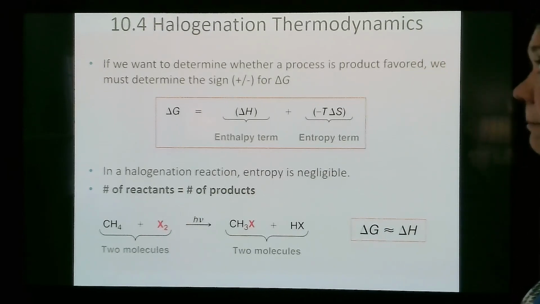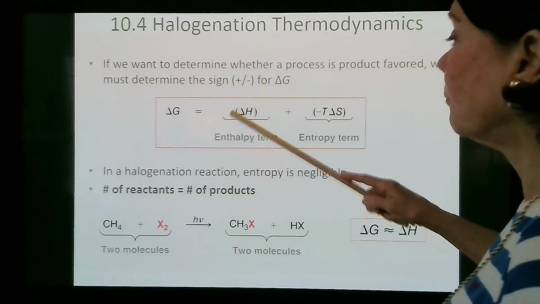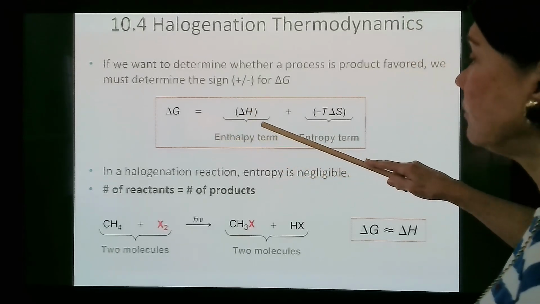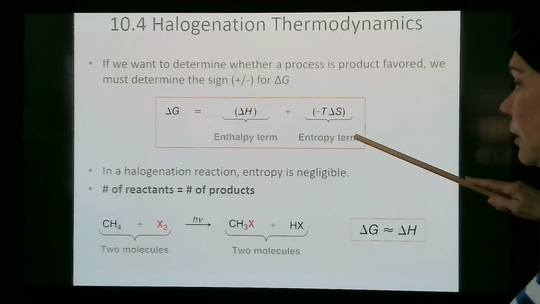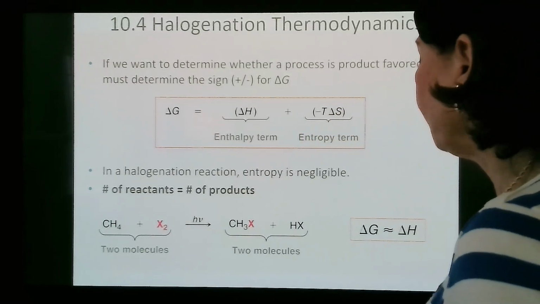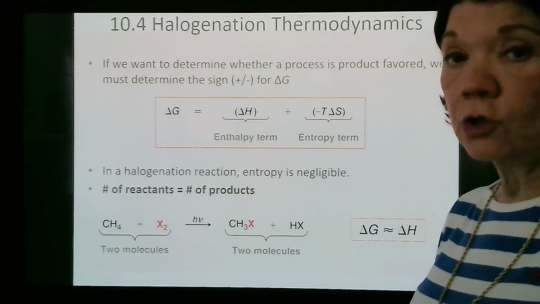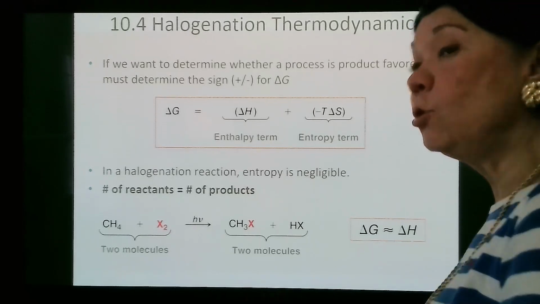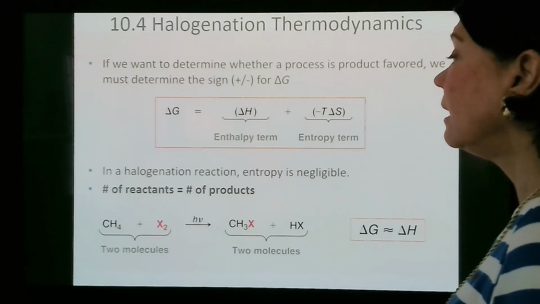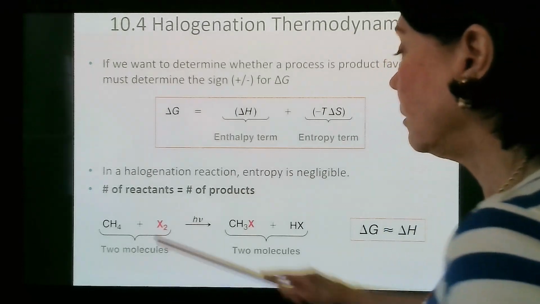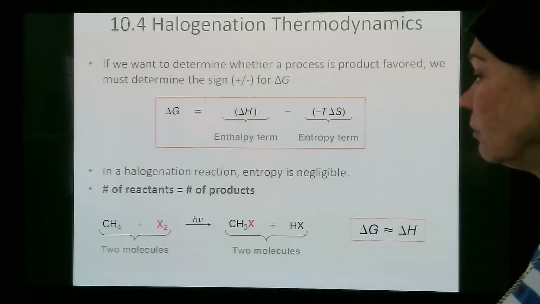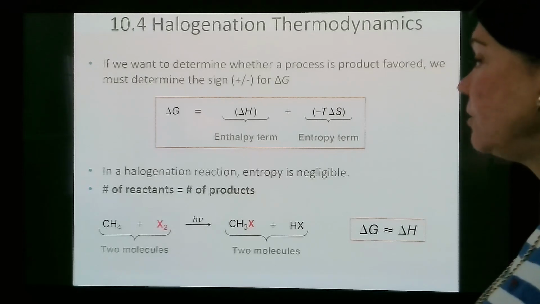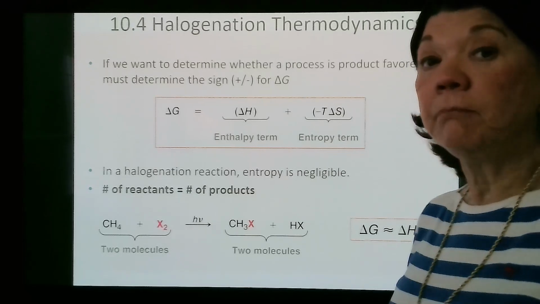So first, remember that we're going to look at the thermodynamics, and remember that delta G equals an enthalpy term, the delta H, minus an entropy term, T delta S. But here, the entropy term is going to be negligible because you're going to have two reactants going to two products. And so the entropy difference can just be ignored. We have two molecules going to two molecules. And so we're just going to have to look at the delta H, and that means bond dissociation energies.